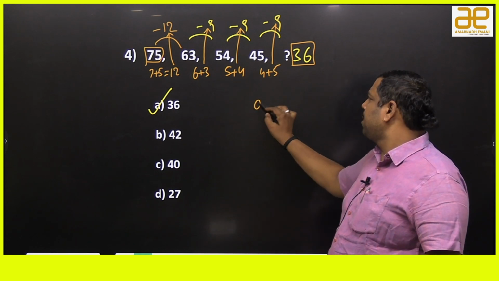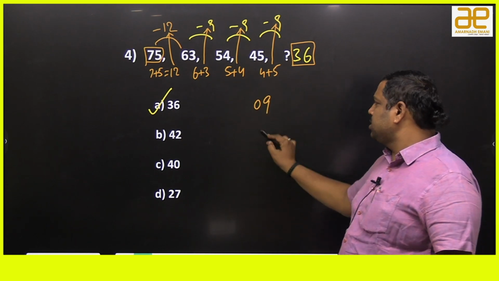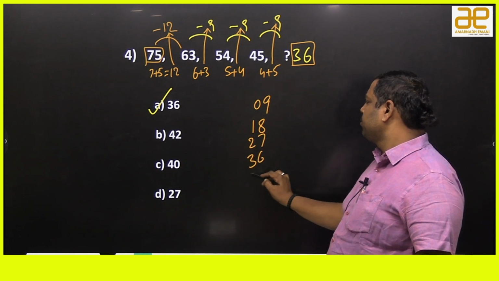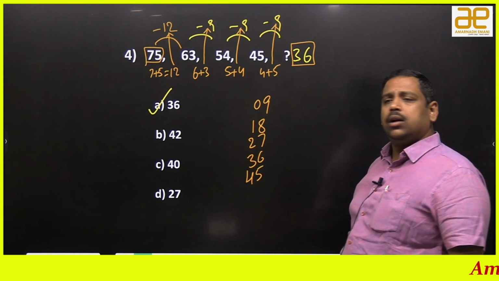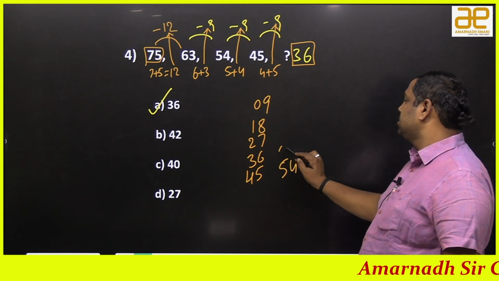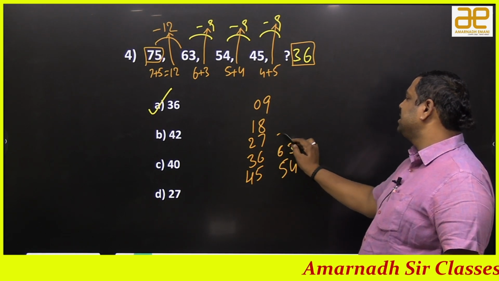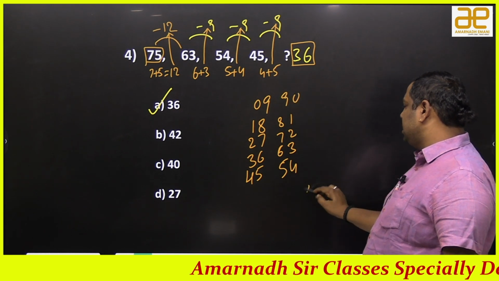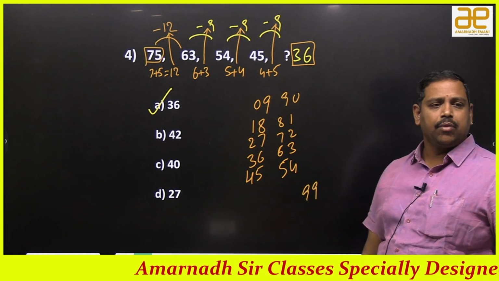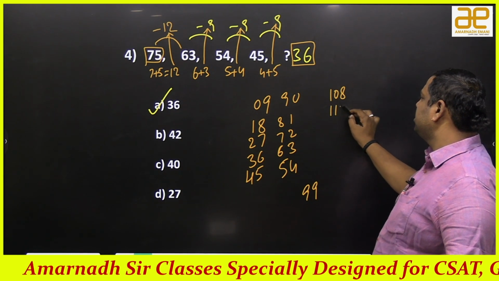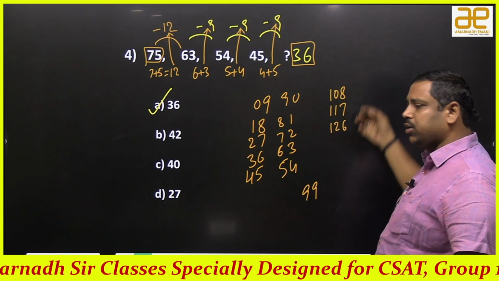9 ones are 09. 9 twos are 18. 9 threes are 27. 9 fours are 36. 9 fives are 45. 9 sixes are 54. 9 sevens are 63, 9 eights are 72, 81, 90. 9 elevens are 99. 9 twelves are 108, 9 thirteens are 117, 126 and so on, right?